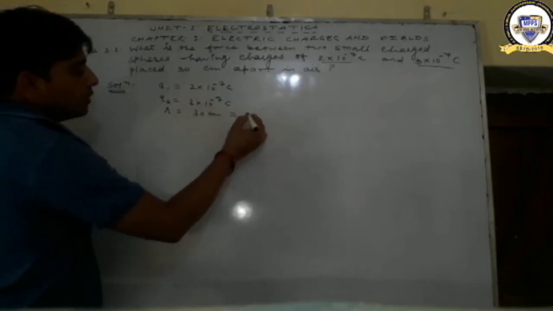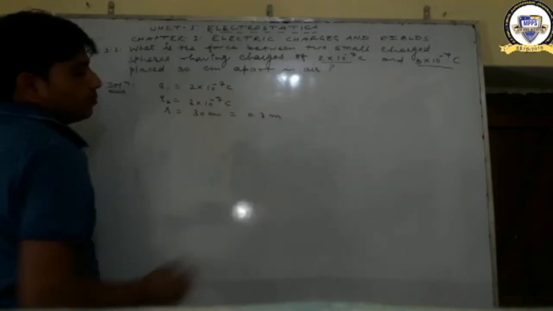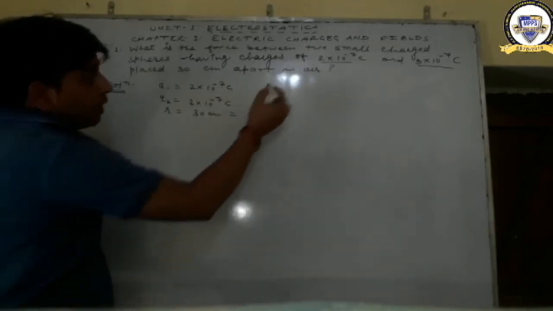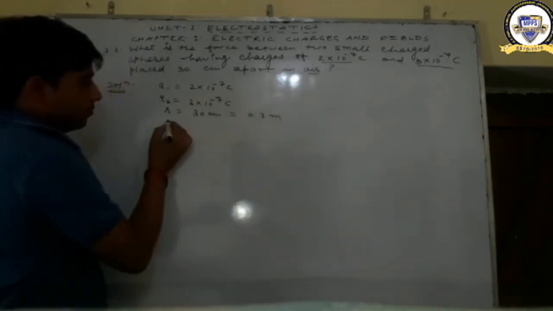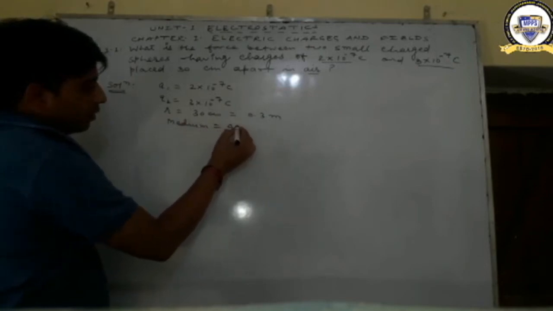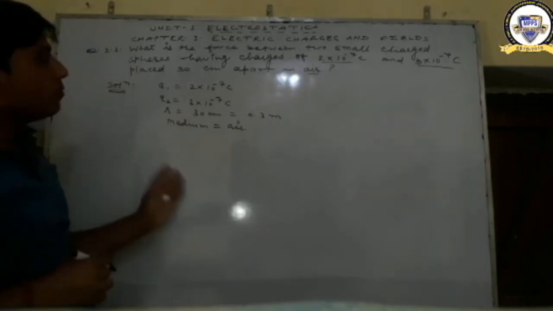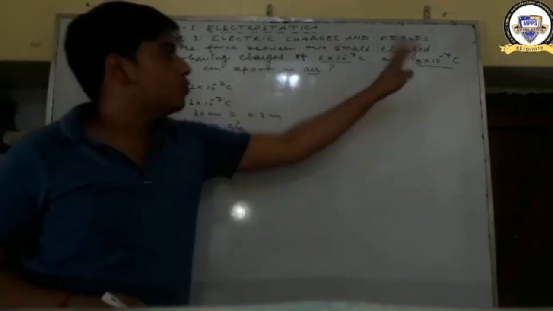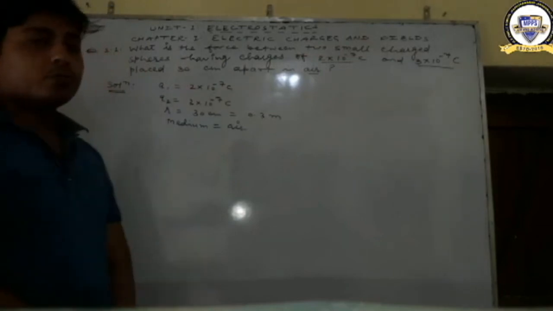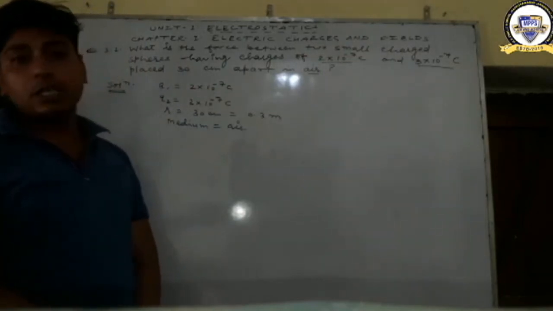So converted into meter, 30 centimeter can be written as 0.3 meter. Here the medium is given, air. Now we have to calculate the force acting between these two charges. So we can calculate it by using a very important law, that is Coulomb's law.